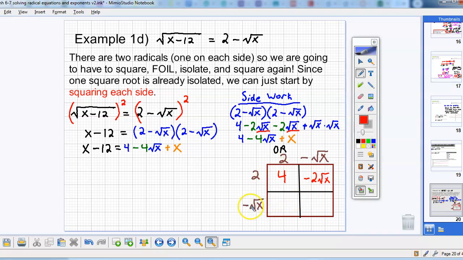And then 2 times negative square root x, negative 2 square root x. And then negative square root x times negative square root x. Negative times negative is positive. Square root x times square root x is just x. That's just another way. You're going to see that in a couple examples.